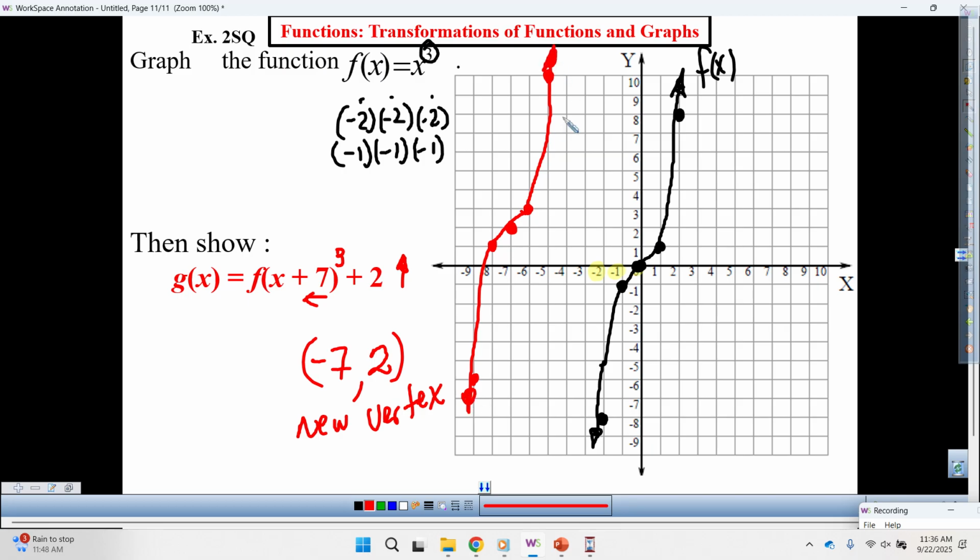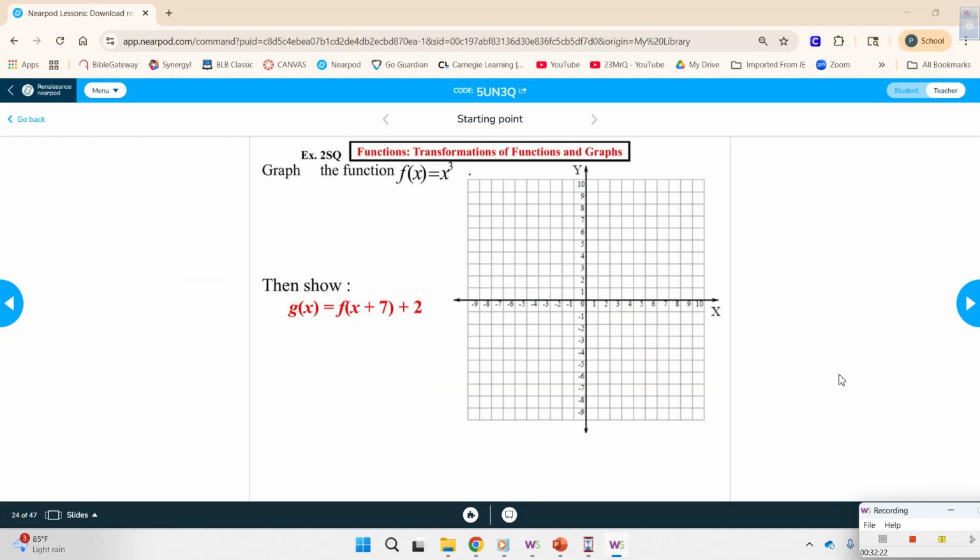And we label that g of x. All right, let me send you the screen so you can send me your graph. All right, thank you for sending that in. So let's see how well we did.